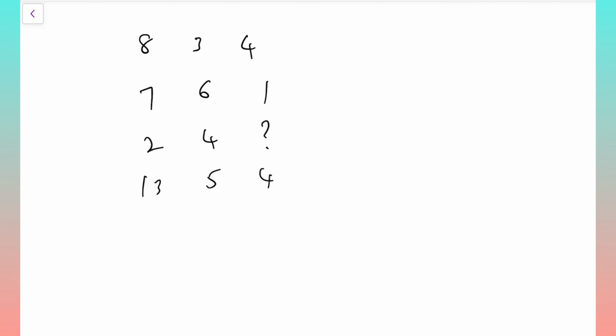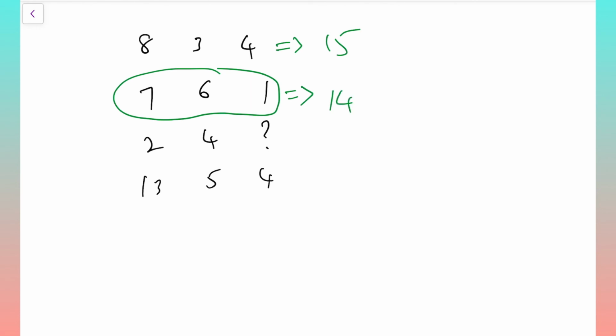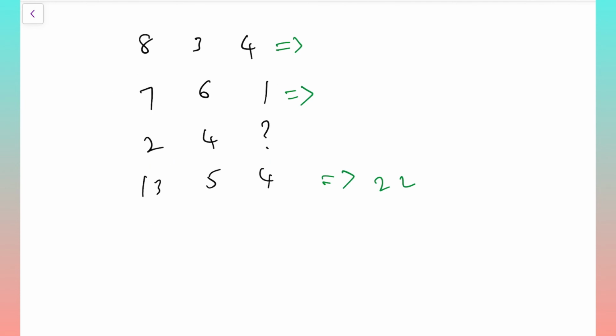Next I'll go with the rows. 8 plus 3 is 11, 11 plus 4 is 15. For the second row, 7 plus 6 is 13, plus 1 is 14. Okay, here I got 15 and 14. So next I'll check the last one, because I am thinking that if 15, 14 is there, the next number should be 13, then the last should be 12, like that I'm checking. 13 plus 5 is 18, 18 plus 4 is 22. Again no logic then. Okay, now let us think in a still different way.